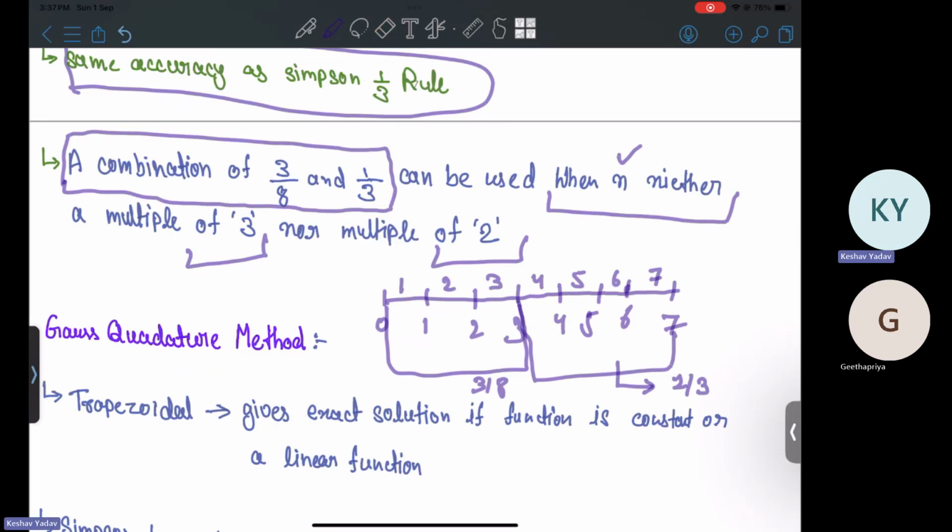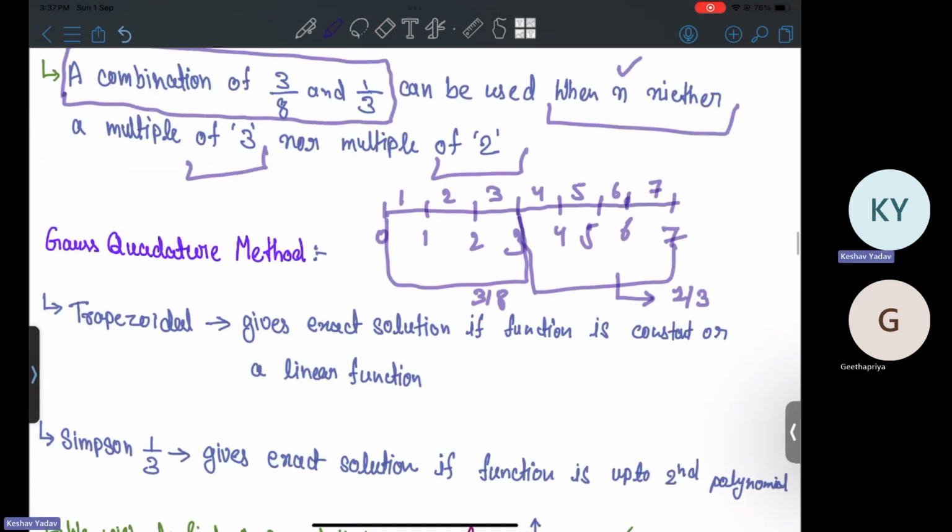So now we have seen 3 methods to evaluate numerical integration. The first method is the trapezoidal rule. The second was the Simpson 1/3 rule. The third one was the Simpson 3/8 rule. Now we'll see the Gauss quadrature method.